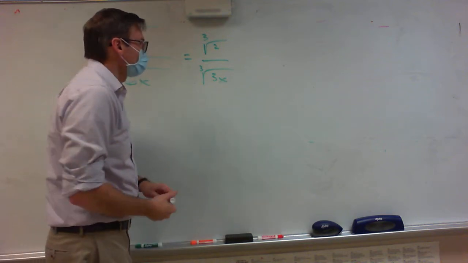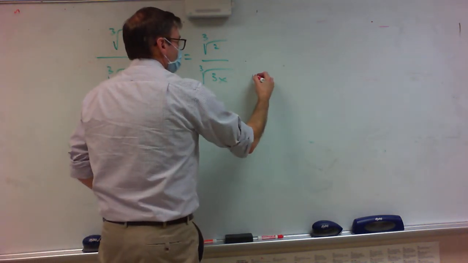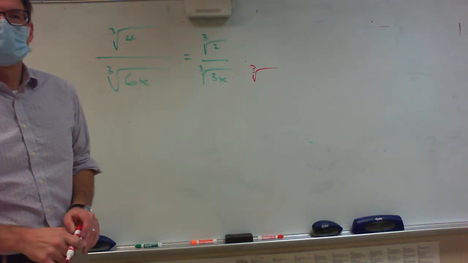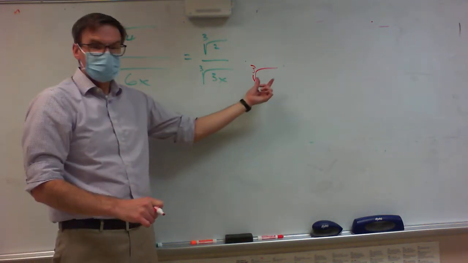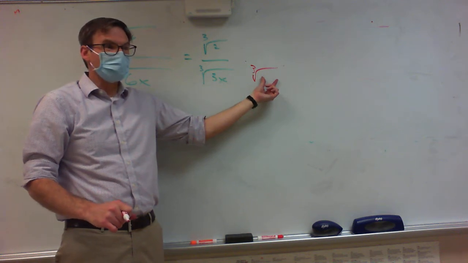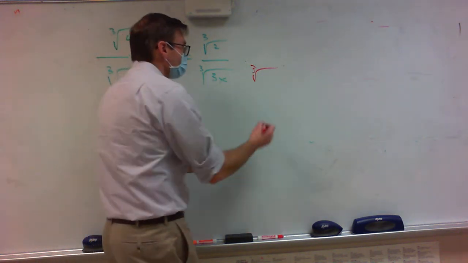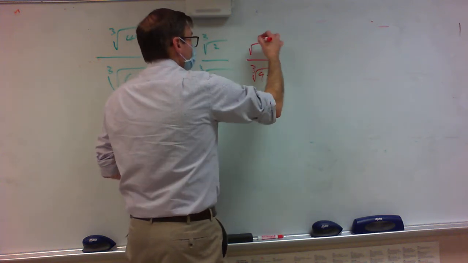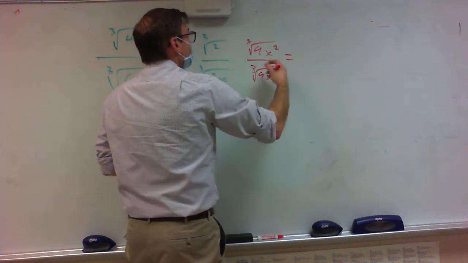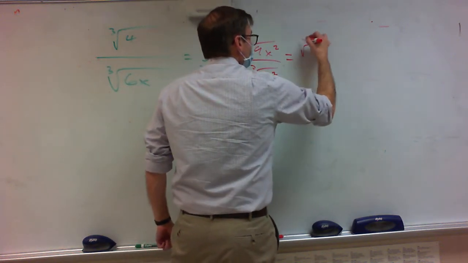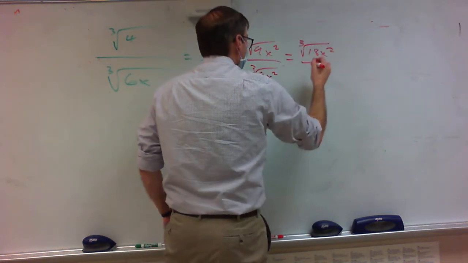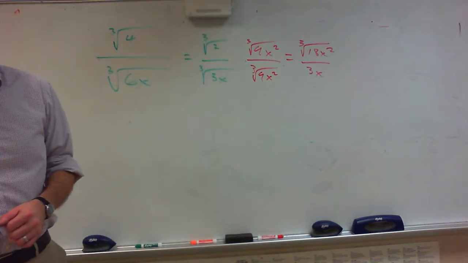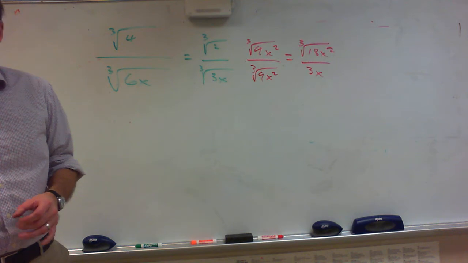And now you look at it and you think, well, what do I need here? Does anyone need a 9x squared? To get this to be a cube, I need a 9. To get this to be a cube, I need an x squared. And do the same thing top and bottom. And so on top, I end up with the cube root of 18x squared. And on the bottom, a 3x. Does that make sense?